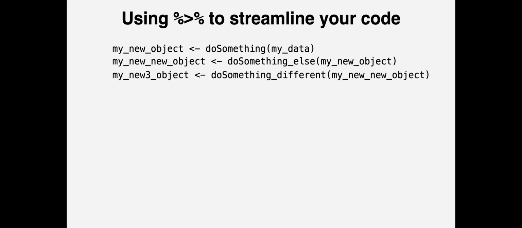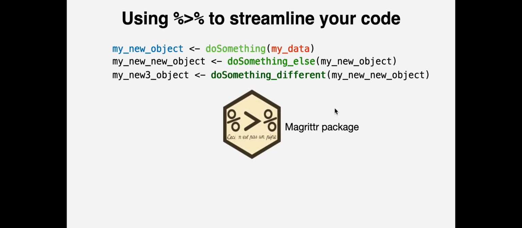This process carries on and on. Now we're doing something different to my new object to make my new 3 object. You get the idea. The point is, every time we're storing these intermediate objects, we're creating a lot of bloat in our code. And so we have to look at this code and really recognize the essential elements: there is really data, there's 3 functions, do something, do something else, do something different, and then there's really this object that we're creating from doing these things.